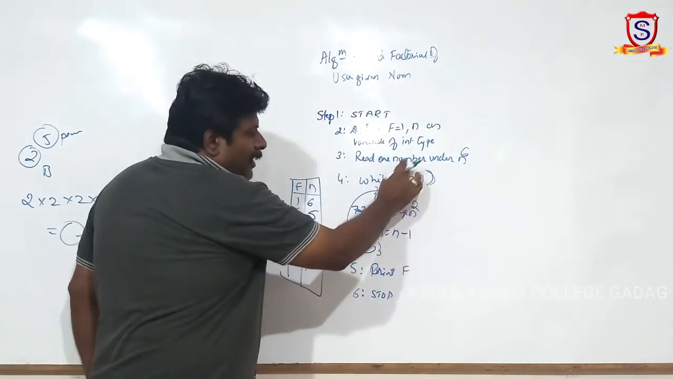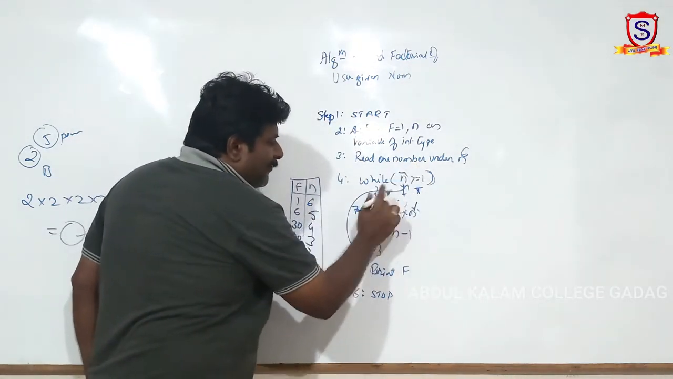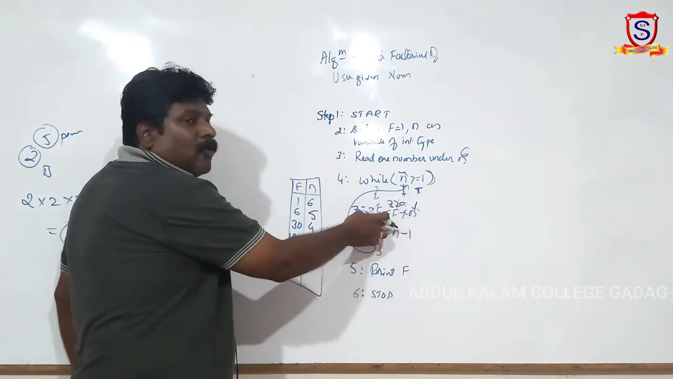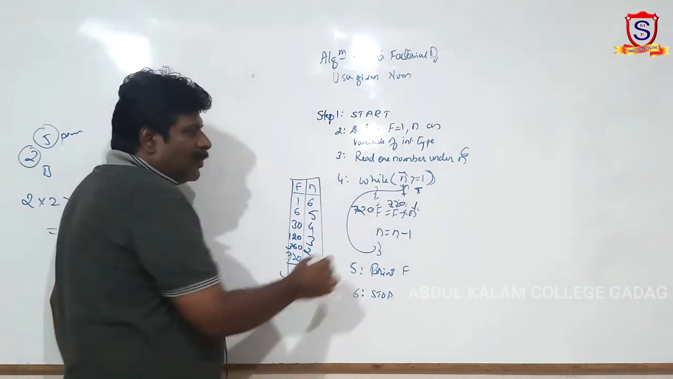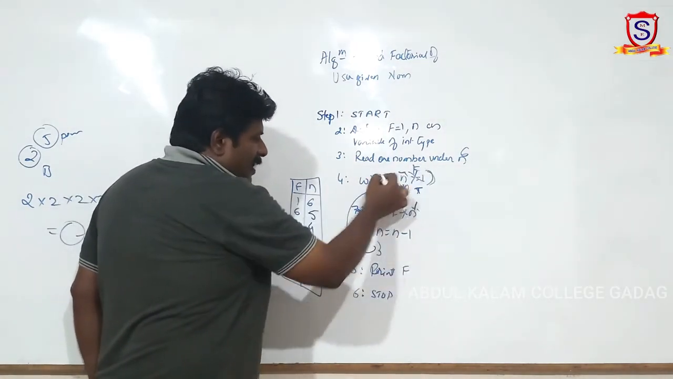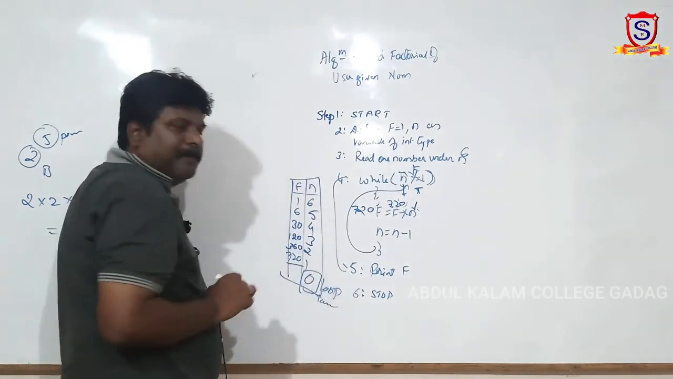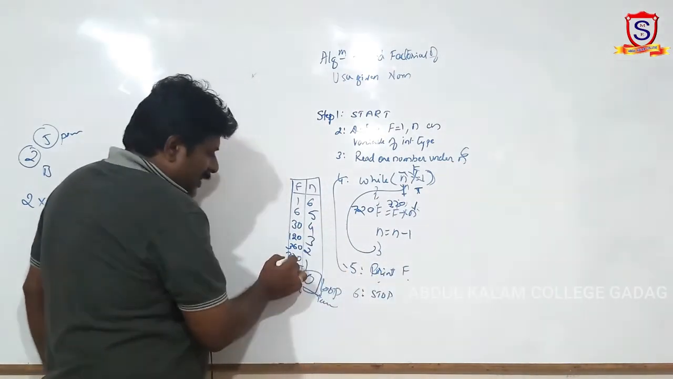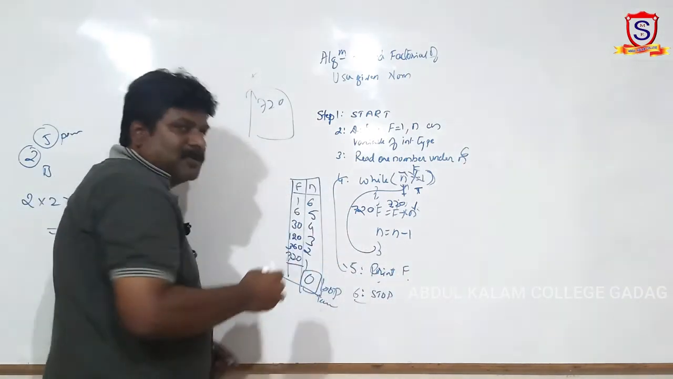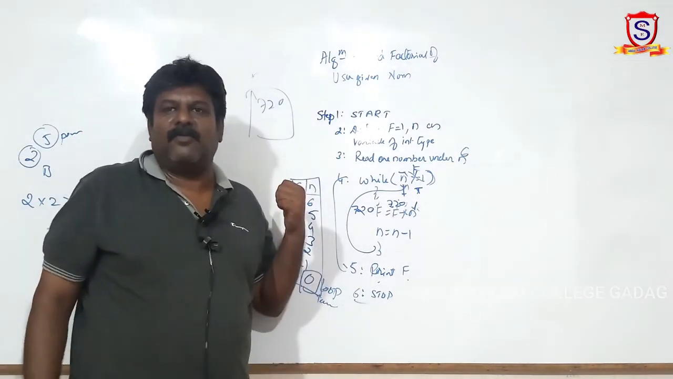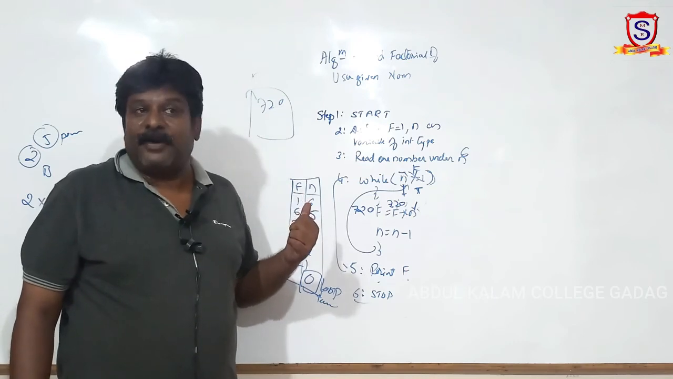Again it goes back, it holds good and gets inside. n is 1 and f is 720. 720 into 1 will be 720 only, it remains the same. Once again n becomes 0. Goes back, this is false now, comes out. See here, the loop is terminated. Comes out, print f. What is there here? 720. Output will be 720 and stops. This is how we can find out the factorial of a given number.